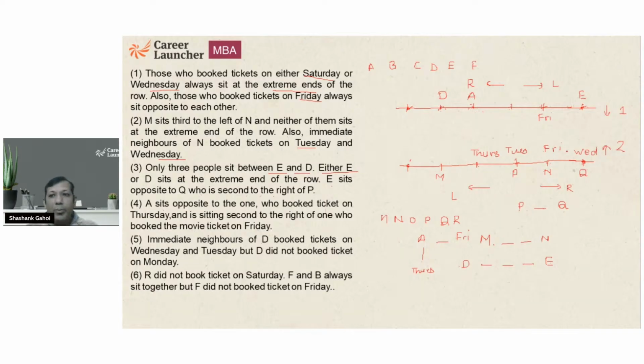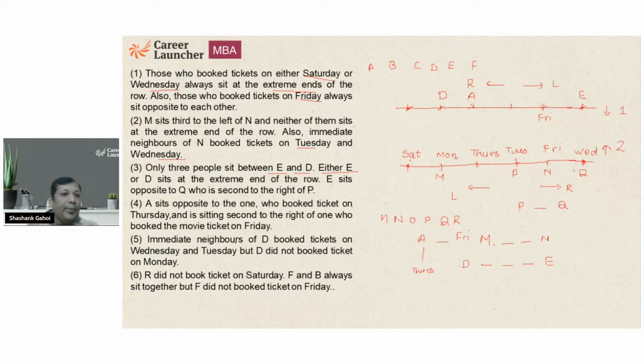Okay. Now between Saturday and Wednesday, Wednesday is here, so this must be Saturday. This is what we got because the corners should be occupied by either Saturday or Wednesday. And the last one is M, so that comes out to be Monday. And this is what we got.